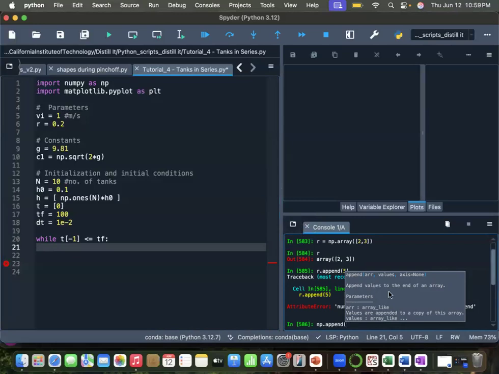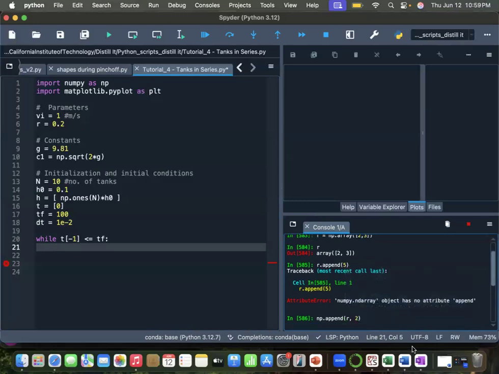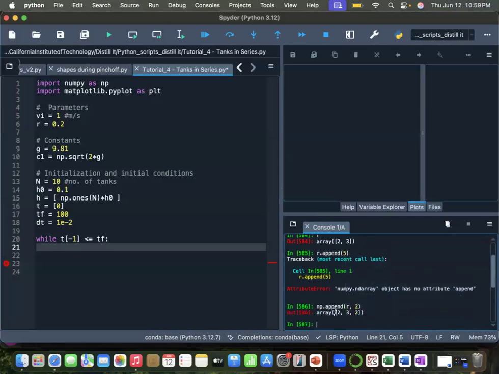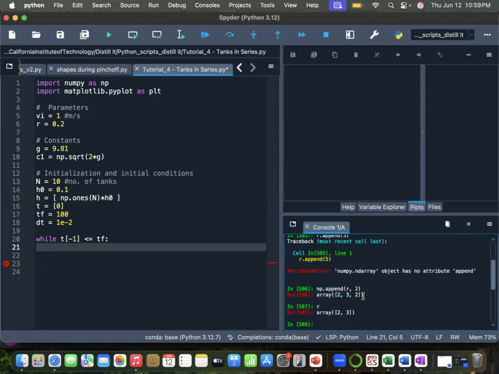So the array was R. So you're trying to append something to R. So the name of the array would be written over here. And after that, the value that you want to append. So let's say 2. And this would lead to an array that's R appended with the value 2. Now, if we see the original array R, it won't really change.